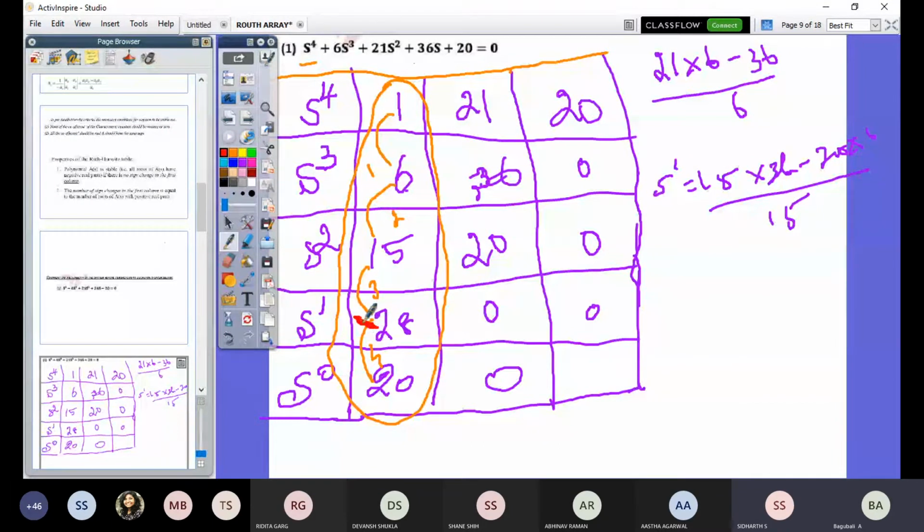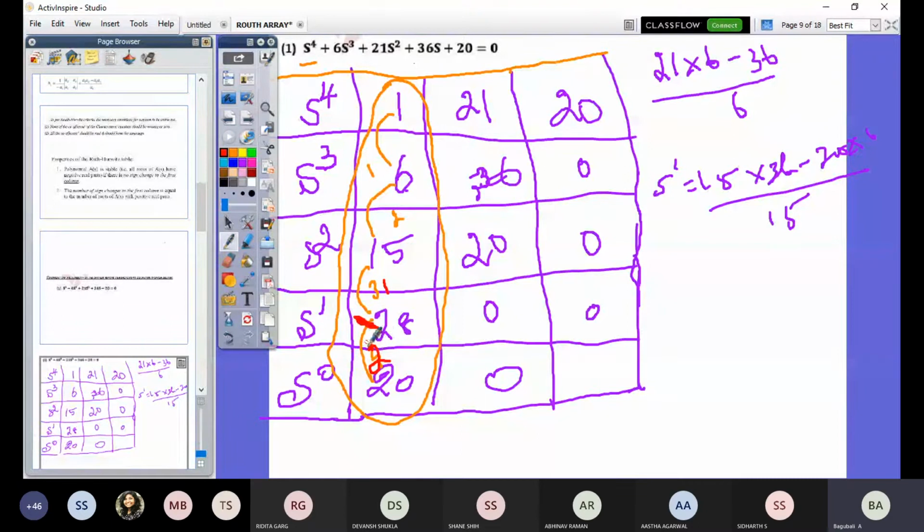Here it is negative 28. Then one sign change. Then here, one sign change. Here to here, so a second sign change. So now you can say that there are two roots located in the right half of the S plane. Like that we can conclude.